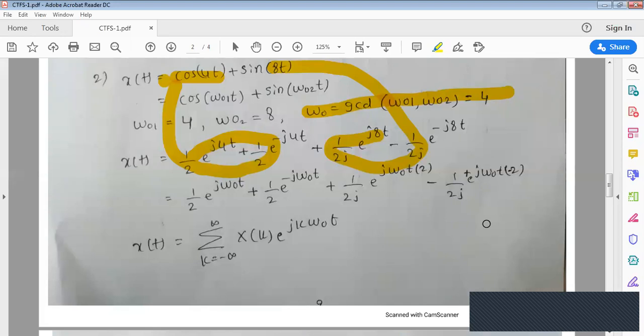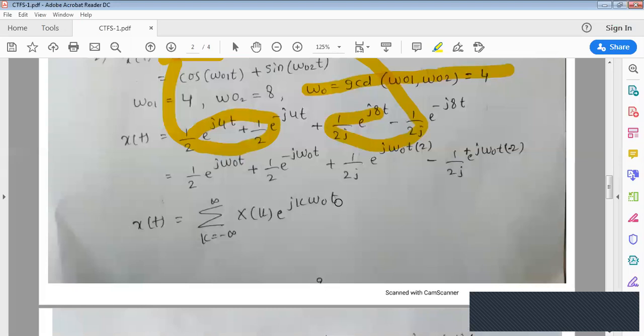No, sir. I'll write this equation once again. I know the basic equation: x of t equals the sum over k from minus infinity to plus infinity of x of k e power j k omega naught t. So what happens? Omega naught is present, so 1 omega naught and minus 1 omega naught. See here, when you give plus 1, you are going to get this term. When you give minus 1, you are going to get this one. When you give plus 2, you get this term. When you give minus 2, you get this term.